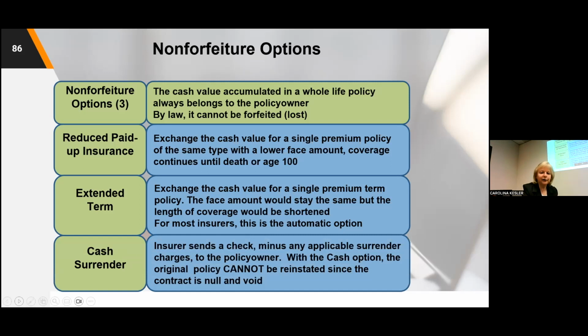So there's your cash surrender. The insurer sends a check, minus any applicable surrender charges, to the policy owner with the cash option. The original policy cannot be reinstated. It's over.